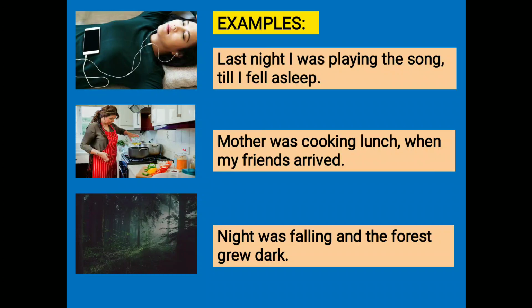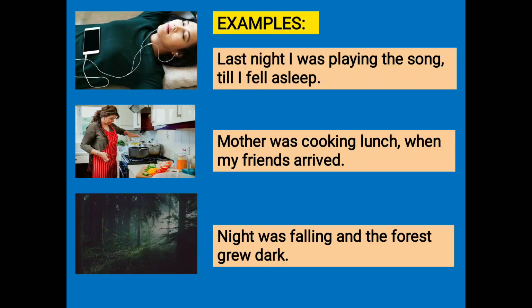Secondly, the second example: mother was cooking lunch when my friends arrived. So one action was continuing when another action overlapped. At the same time, something else also happened. So this action is interrupting the previous action, that is my mother's cooking of the lunch. My mother was doing something when my friends came. My mother was cooking lunch when my friends arrived.